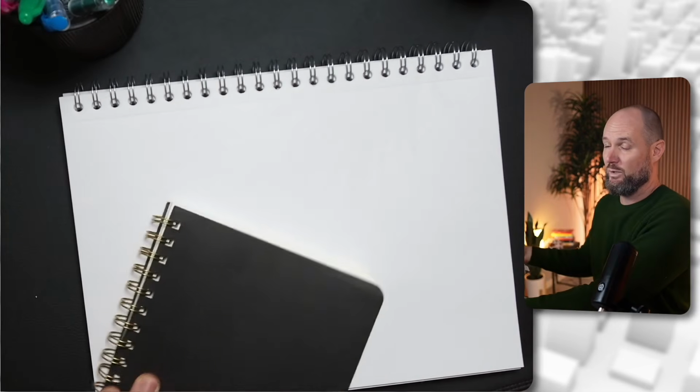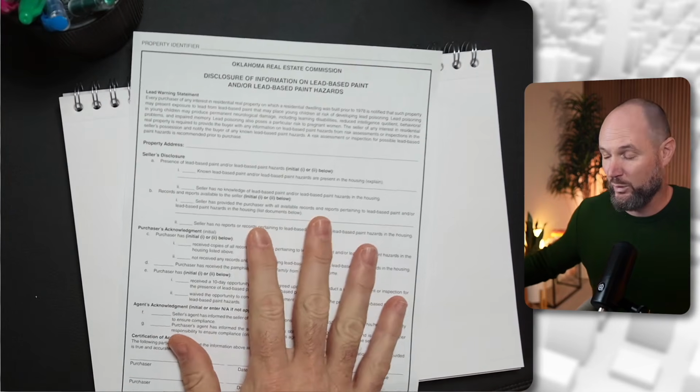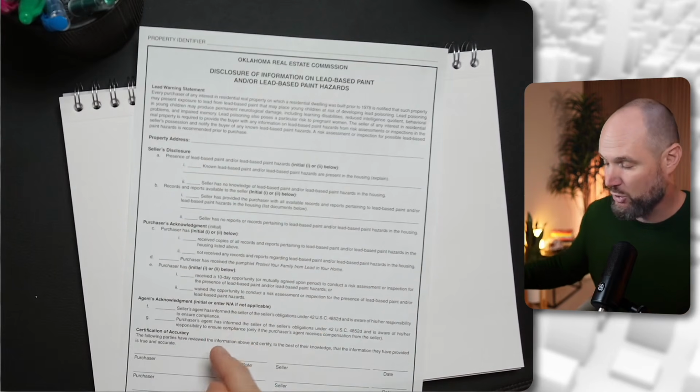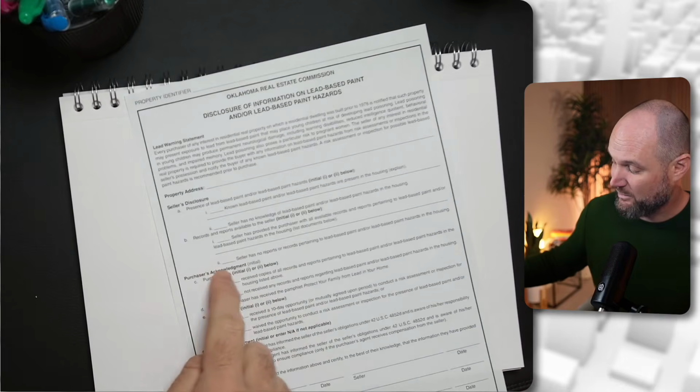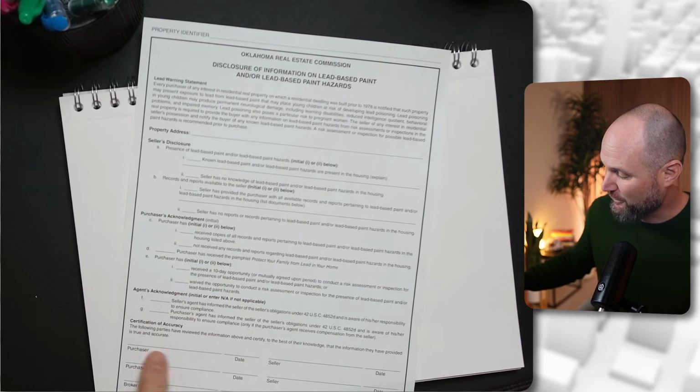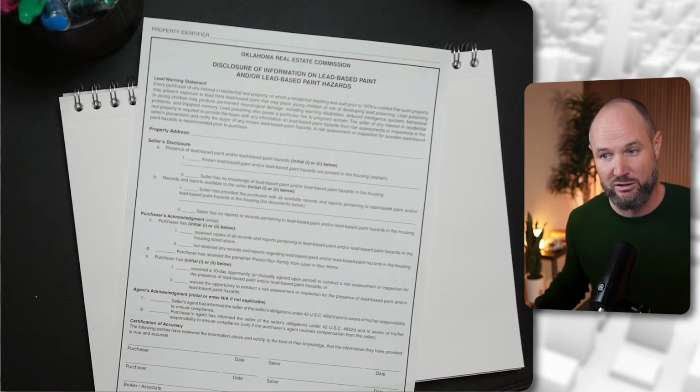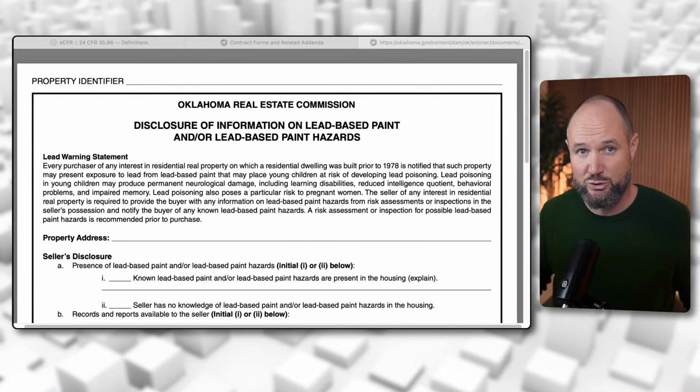So stick with me to the end so you get all three components of what's changed on this lead-based paint form. So first of all, when we look at the lead-based paint form, we know there are three components to it. The first one is the seller disclosure part. The second one is the purchaser's acknowledgement. And the third one is the agent's acknowledgement. And there are changes to each one of these that we have to go through so that we get it right. All right, so let's start with the seller's disclosure piece of this.